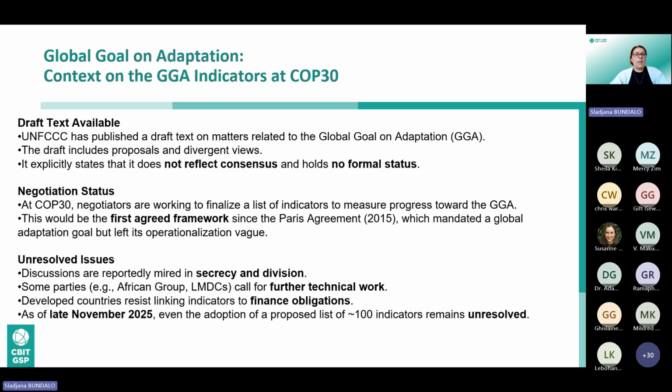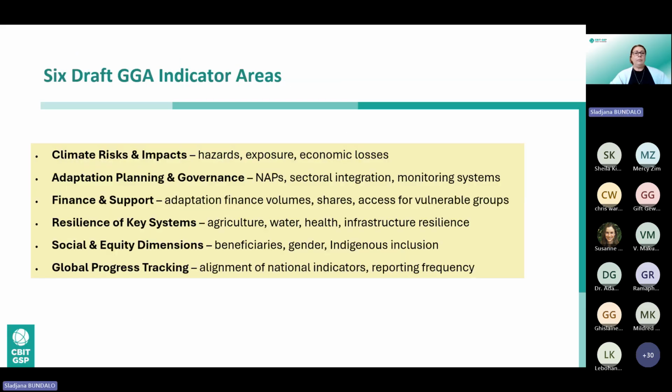So also I will skip this since Mr. Gevona also informed us about the context of the global goal on adaptation indicators discussed at the COP30. And here, draft indicator areas.